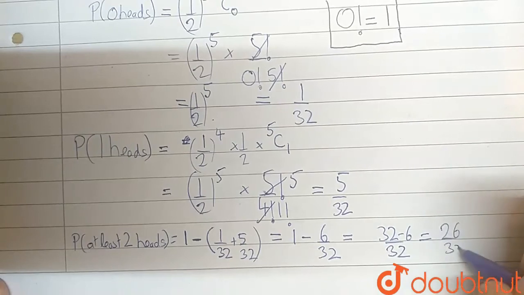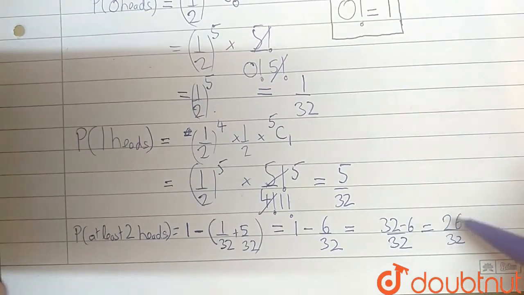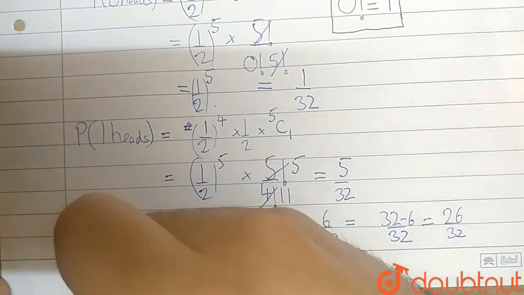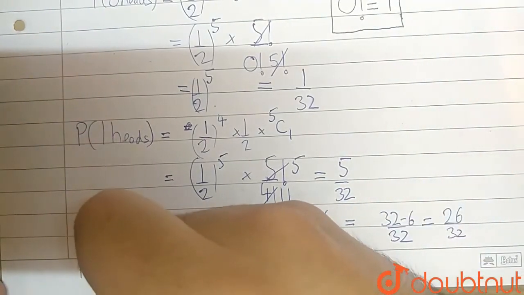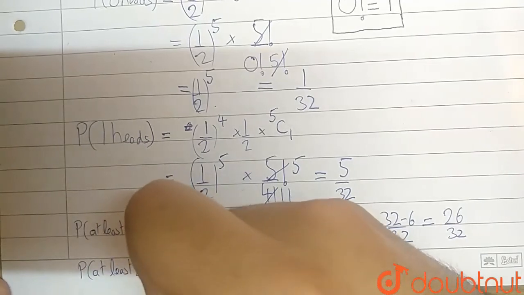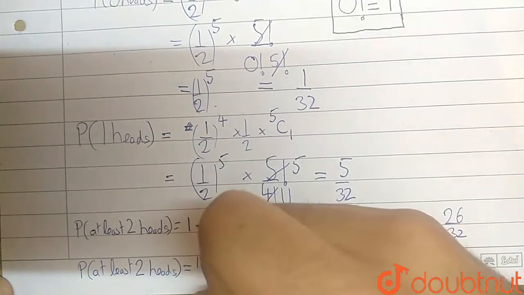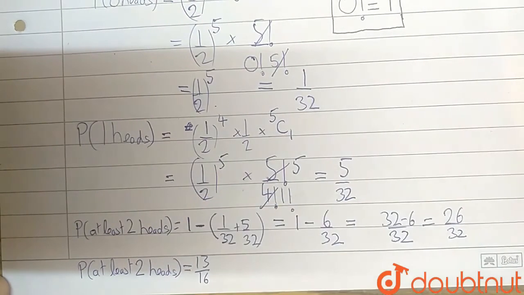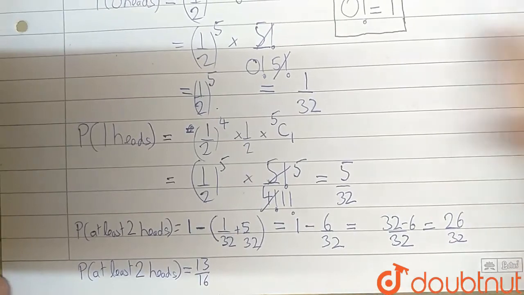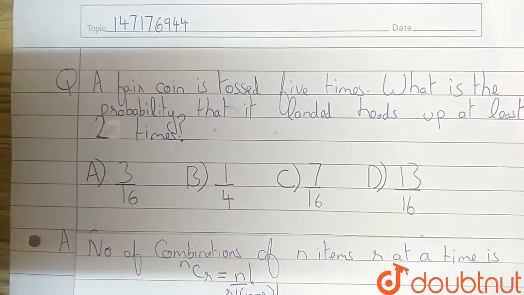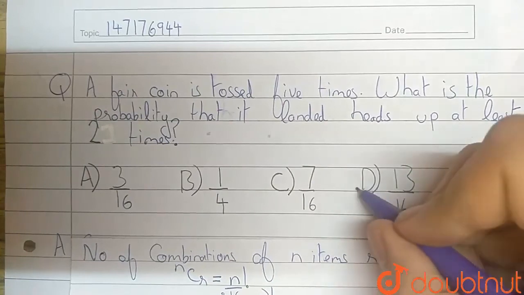26 by 32. Since both the numerator and denominator are divisible by 2, we can write P of at least 2 heads equal to 13 by 16. So this is our final answer. We have gotten the probability of at least 2 heads. Looking at our option choices, it is evident that D is our answer.